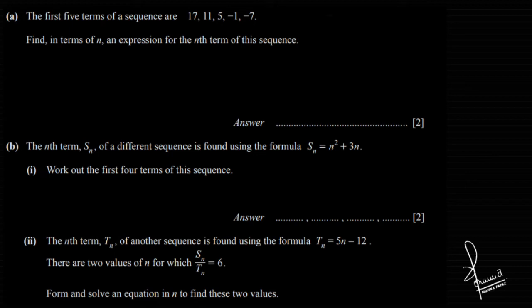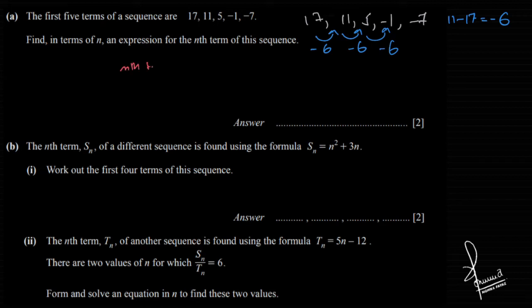So 17, your first term is 17, 11, 5, minus 1, minus 7. तो आपका फर्स्ट डिफरेंस हो जाएगा 11 माइनस 17 विच इज़ इक्वल टू माइनस 6. सेकेंड डिफरेंस 5 माइनस 11 विच इज़ अगेन इक्वल टू माइनस 6. माइनस 1 माइनस 5 माइनस 6. सो द डिफरेंस इज़ कॉन्स्टेंट. तो ये आपके पास एक अरिथमेटिक सीक्वेंस है.